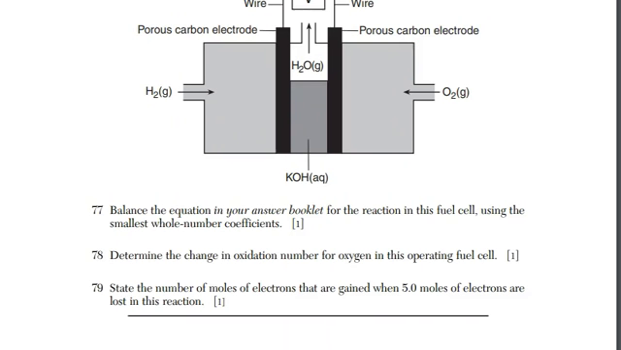Okay, finally in 79, state the number of moles of electrons that are gained when 5 moles are lost. They have to be equal. Moles lost are equal to moles gained, or moles gained are equal to moles lost. In other words, 5 moles. All right, let's keep going. We got 5 more to go.